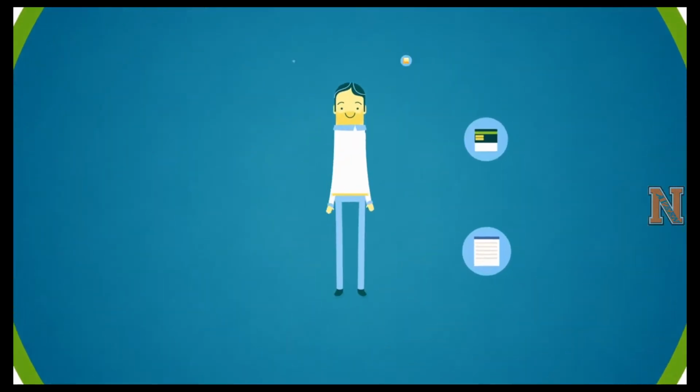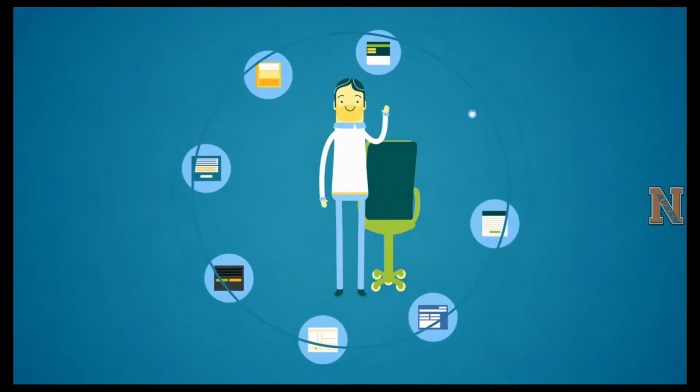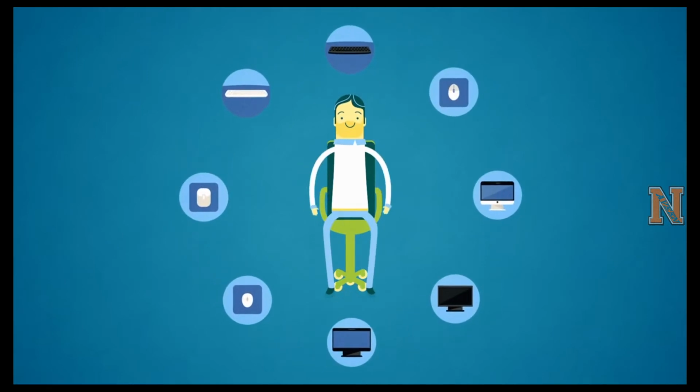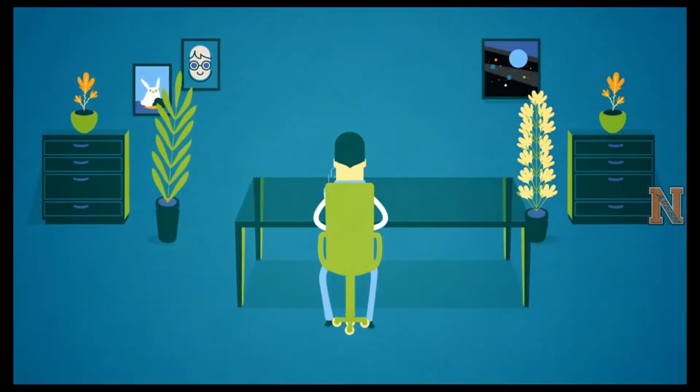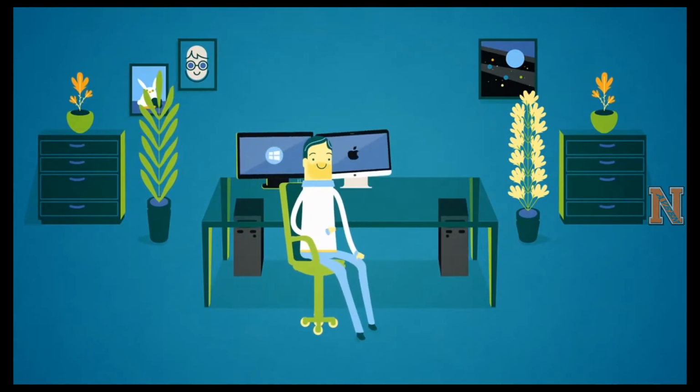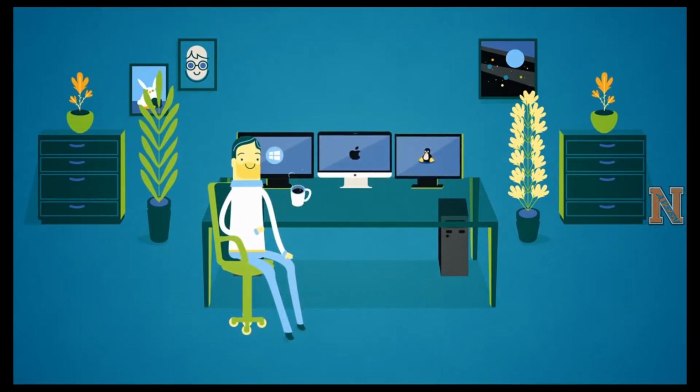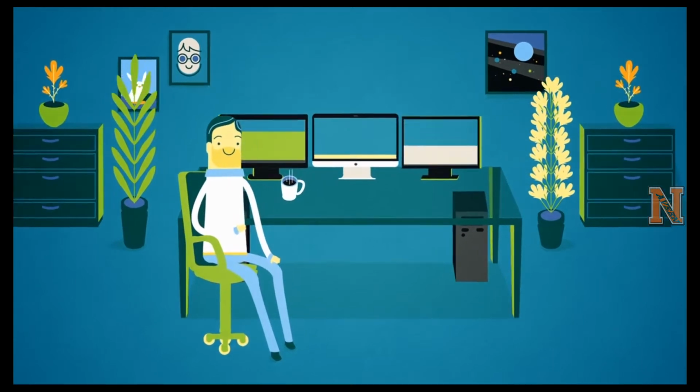Meet Bob. His work is all about multitasking with many different programs, often on different computers. Actually, Bob uses three computers to do his work: a Windows PC, a Mac, and a Linux machine. Sounds like he has a lot going on, but wait, there's something special happening here.